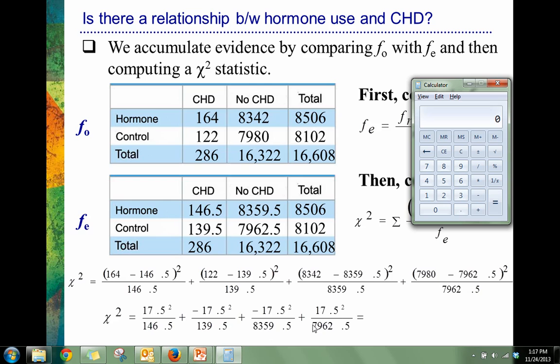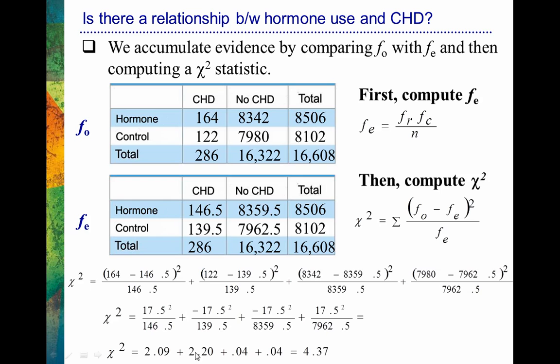And then finally, right over here, we have 17.5. We're going to multiply that by 17.5. That equals 306.25. And we're going to divide that by this number right here, 7,962.5. That equals 0.038. That also we will round to 0.04. Okay, so that brought us right here. If we take these values that we just computed and add them all up, we find a chi-square value of 4.37. That's 2.09 plus 2.20 plus 0.04 plus 0.04 equals 4.37.